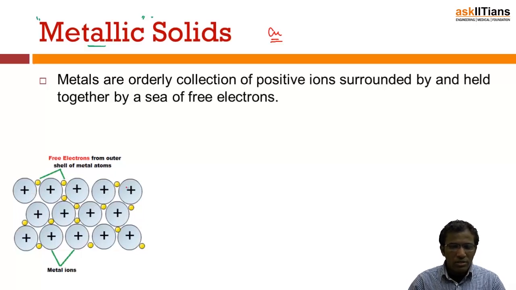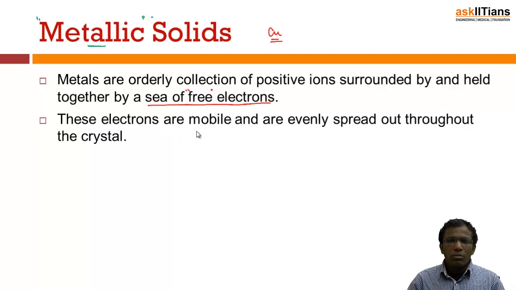If you see, these metal ions are static, they don't move freely inside the metal. Only these electrons are capable of moving inside the metal, and in whatever space is available for their movement, they randomly move from here to there and form a sea of electrons. So it all looks like a sea of free electrons. These free electrons move freely inside the metal, so it is an orderly collection of positive ions. These positive ions are surrounded by, and also held together by, these electrons. We'll discuss more about it.